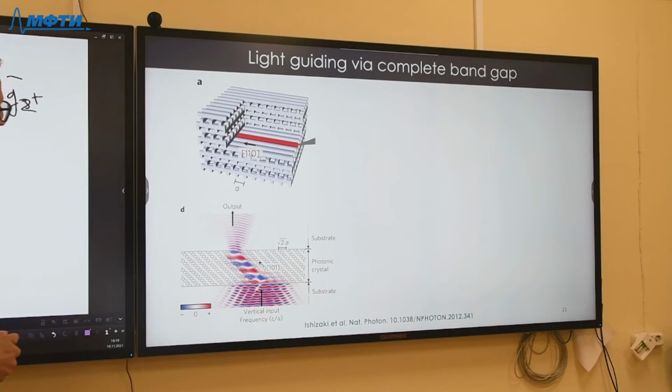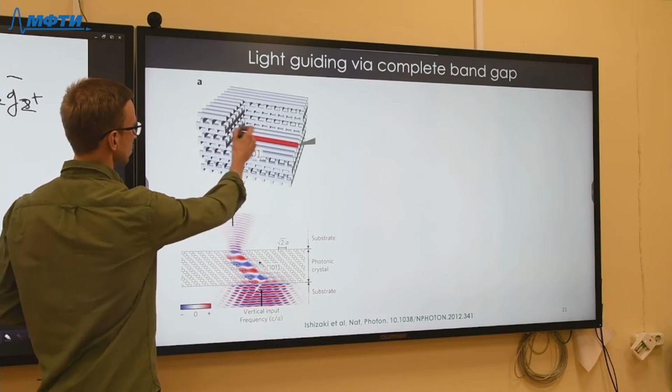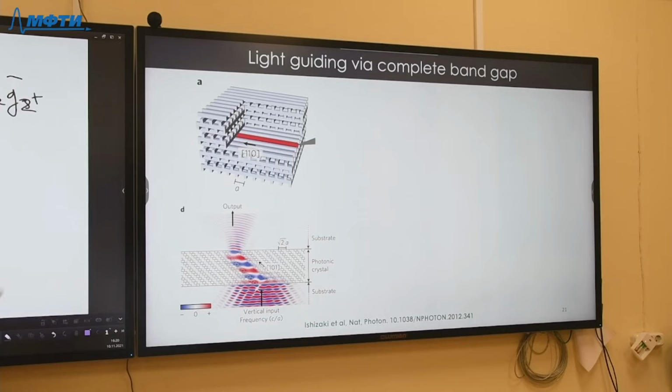And complete band gaps allow you to do very interesting things. So this is one example that I like. Here people have engineered a 3D photonic crystal with a complete band gap based on the woodpile structure. And then what they did is that they started removing certain elements of the structure by drilling, by etching, and they started making channels.